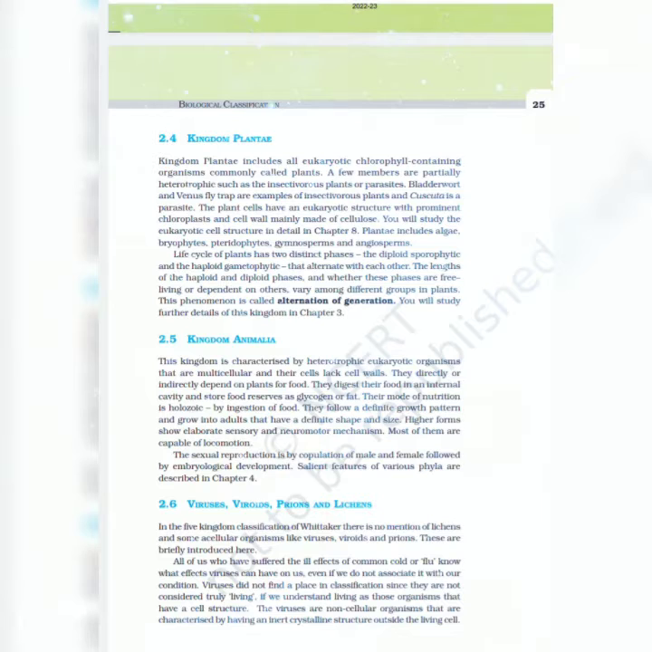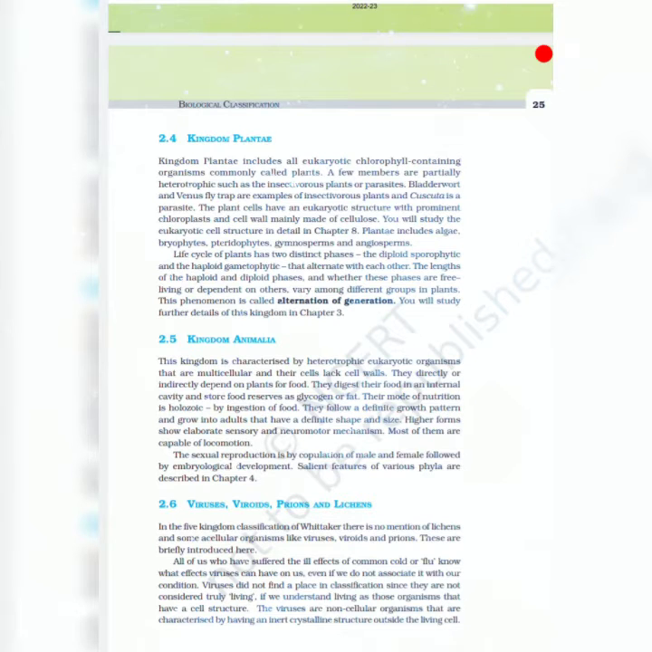2.5 Kingdom Animalia. This kingdom is characterized by heterotrophic eukaryotic organisms that are multicellular and their cells lack a cell wall. They directly or indirectly depend on plants for food. They digest their food in an internal cavity and store food reserves as glycogen or fat. Their mode of nutrition is holozoic, by ingestion of food.